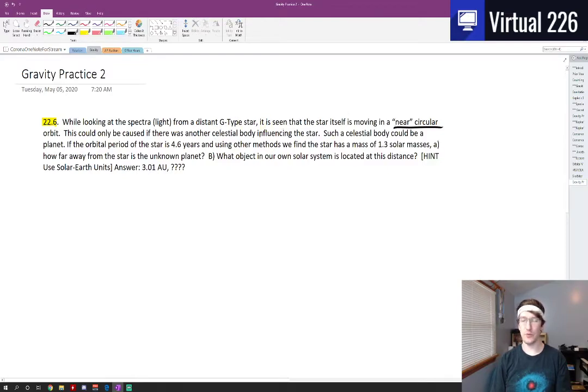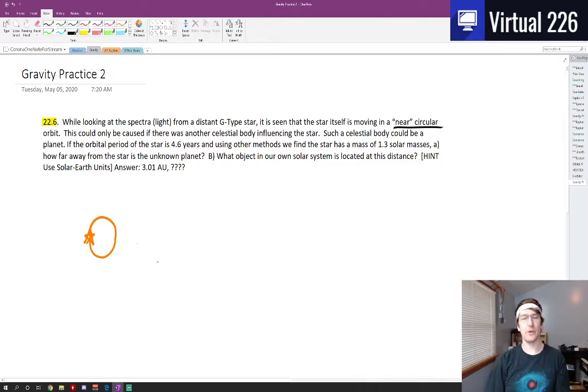And what we see using something known as the radial velocity method is that the star is moving in a near circular orbit, and it's just kind of moving back and forth. So we're going to pretend it's a near circular orbit, and essentially the star is moving in a little bit of a circle. Okay, so if here's a star, it's not just stationary. This star is actually moving in a circle. And what could be causing that star to move in a circle?